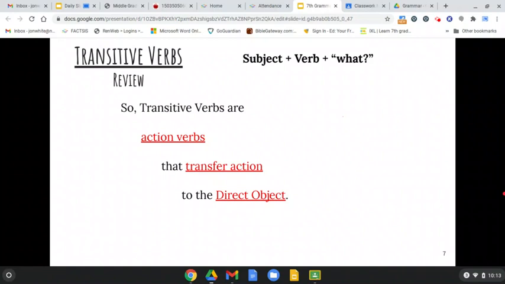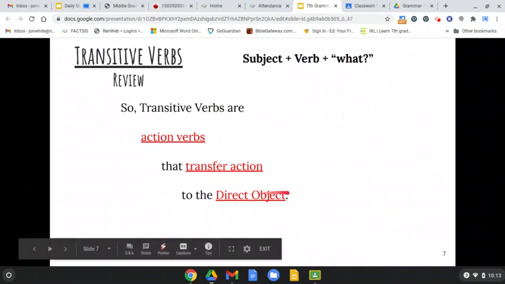So, to review, transitive verbs are action verbs that transfer action to the direct object. And we also could say sometimes, if there is a direct object, sometimes there will also be an indirect object that is receiving whatever this direct object was. To whom or for whom? Who does this thing go to? That would be the indirect object.